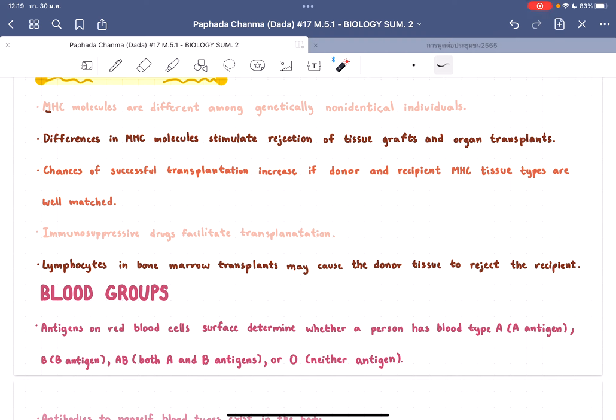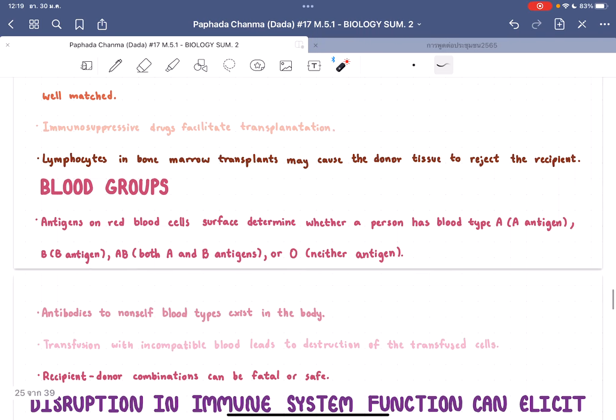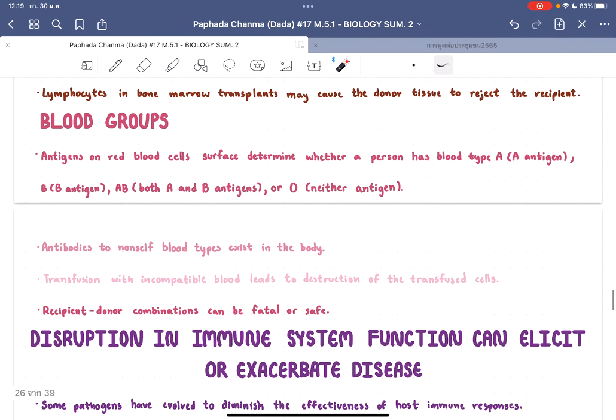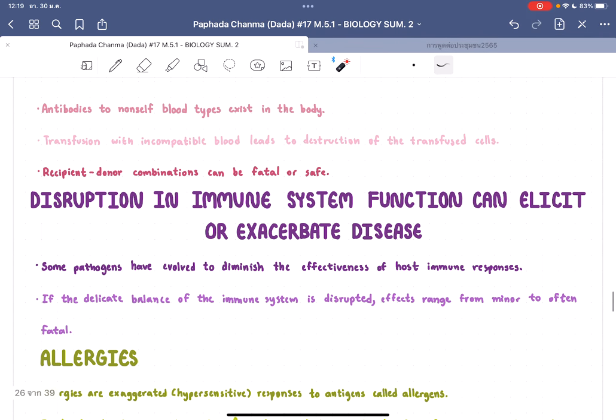Blood groups. Antigens on the red blood cell surface determine whether a person has blood type A, antigen A; B, antigen B; AB, both A and B antigens; or O, neither antigen. Antibodies to non-self blood types exist in the body. Transfusion with incompatible blood leads to destruction of the transfused cells. Recipient-donor combinations can be fatal or safe.